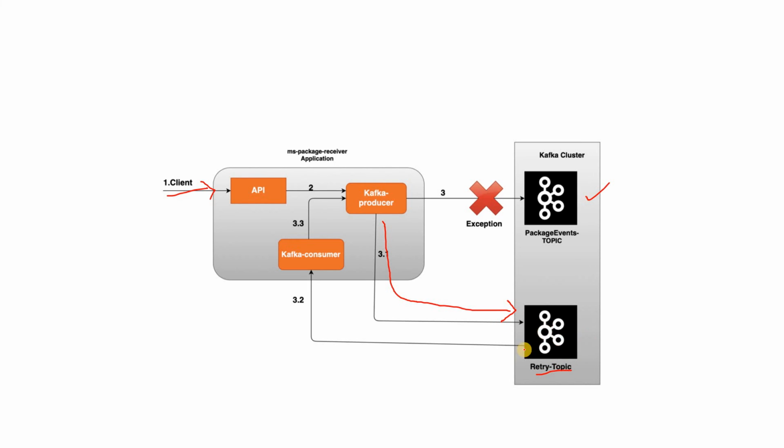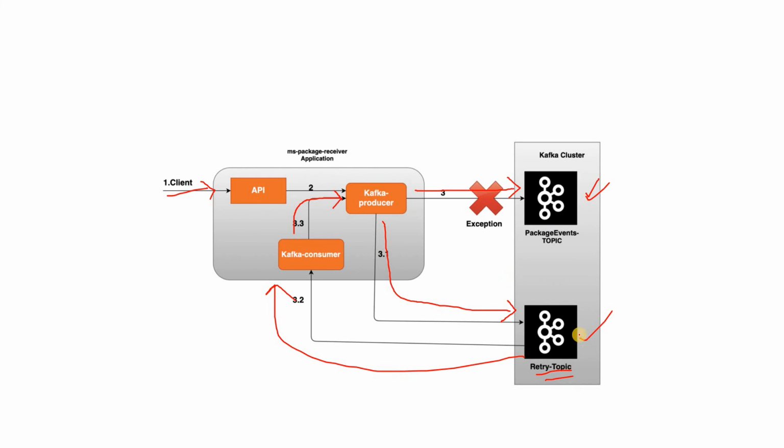Okay, and then we will be having a consumer code which will read the data from this retry topic and try to re-ingest the data in the same producer topic. Okay, and if at a later point of time all the brokers are running fine and all the issues are resolved, then the producer will be able to write the message in this particular topic only.